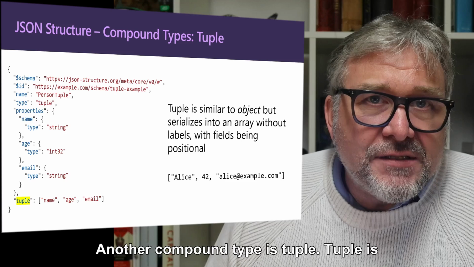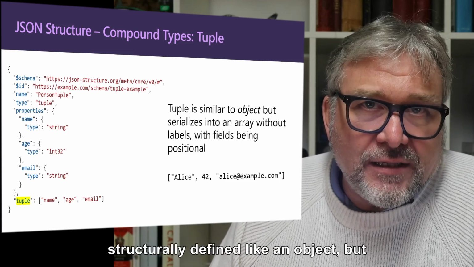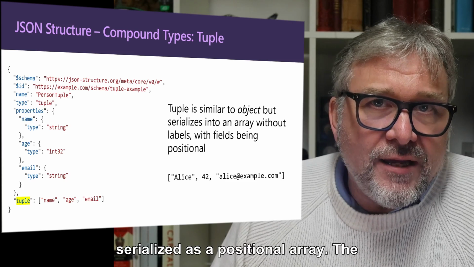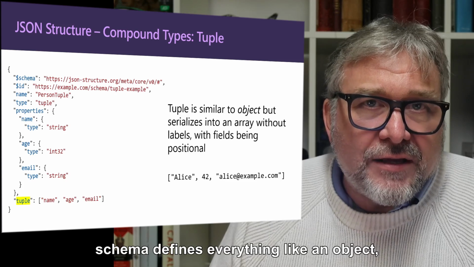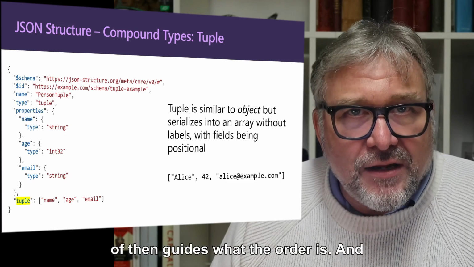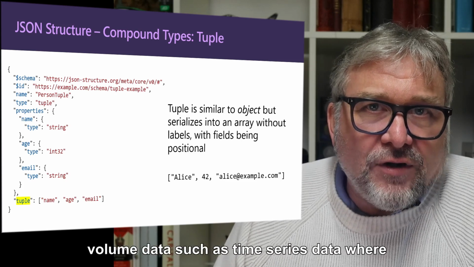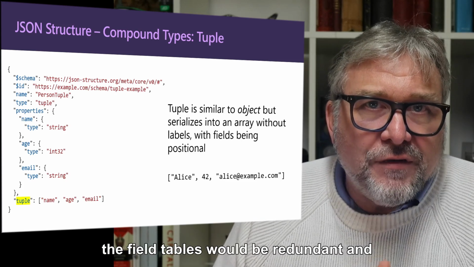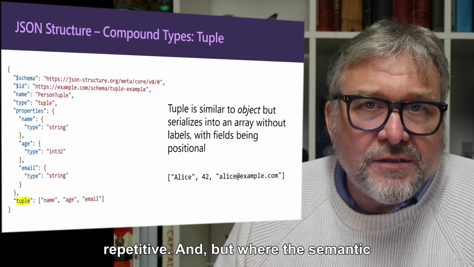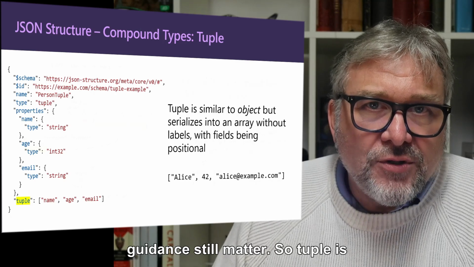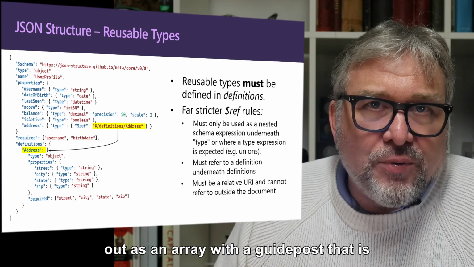Another compound type is tuple. Tuple is structurally defined like an object, but serialized as a positional array. The schema defines everything like an object, but there's a tuple annotation that then guides what the order is. That's especially useful for dense, high-volume data, such as time series data, where the field labels would be redundant and repetitive, but where the semantic guidance still matters. So tuple is effectively an object that's serialized out as an array with a guidepost that is the tuple array.